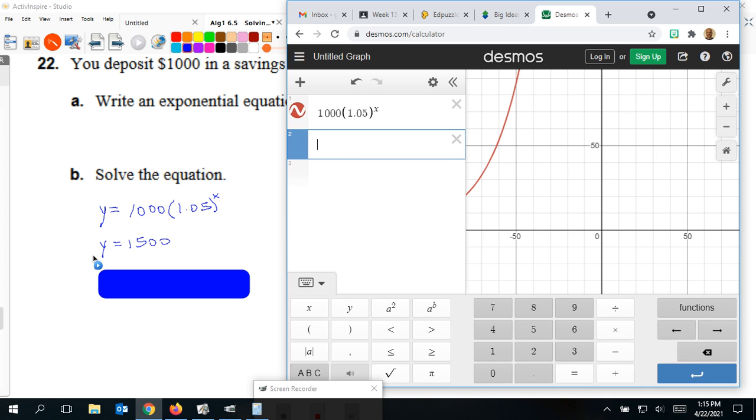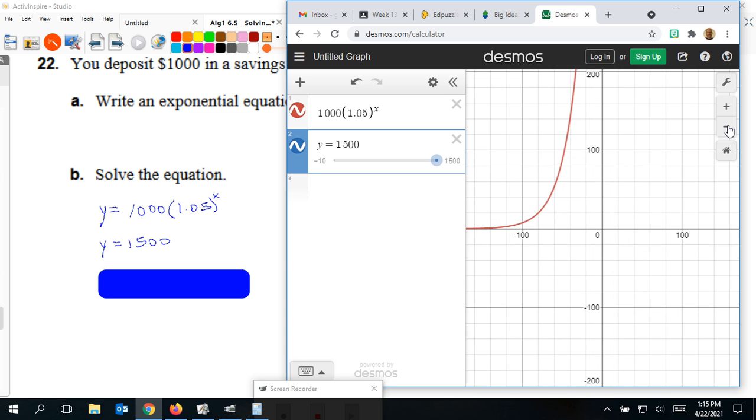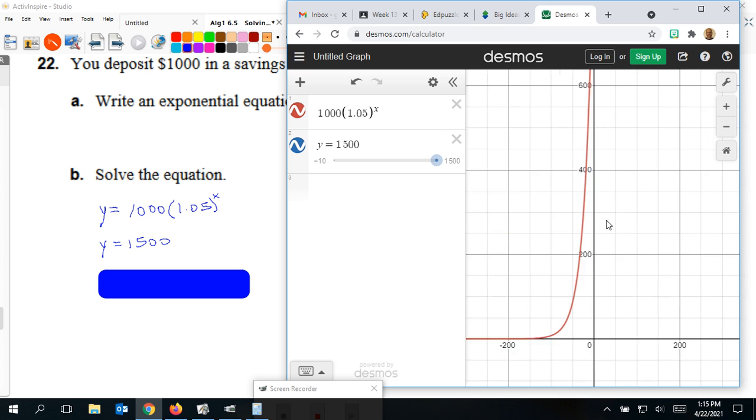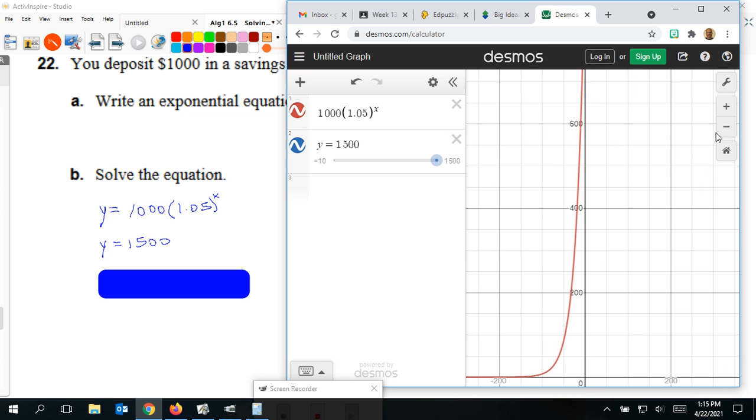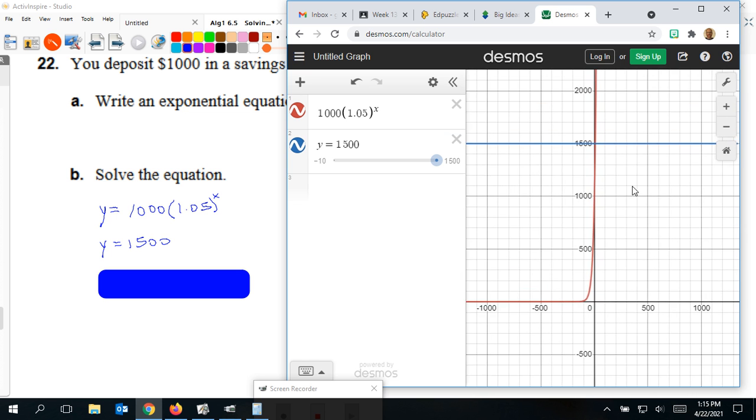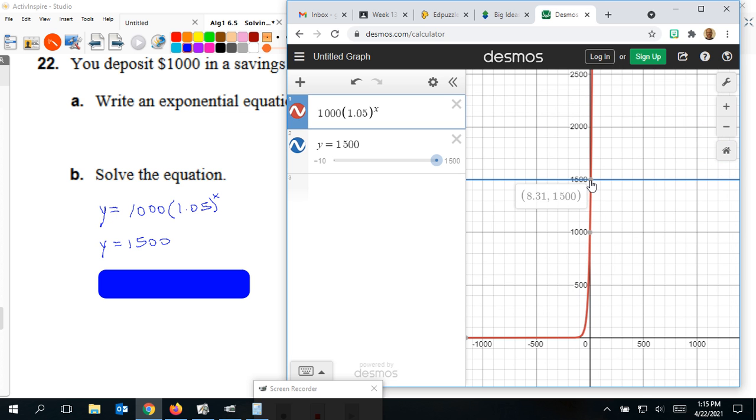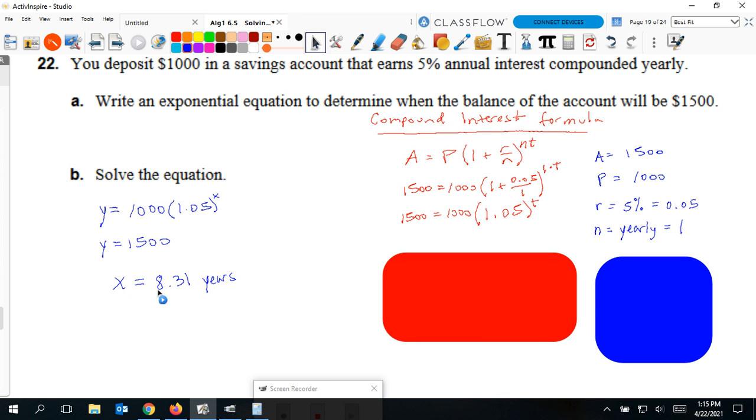Y is equal to 1500. I have to put the y in this one. Y equals 1500. Again, I have to zoom way out to see where these two intersect. The intersecting point will be my answer for x, or the answer for t. So there it is, right here is the intersecting point. 8.31 is my answer for x. So my answer is 8.31 years.